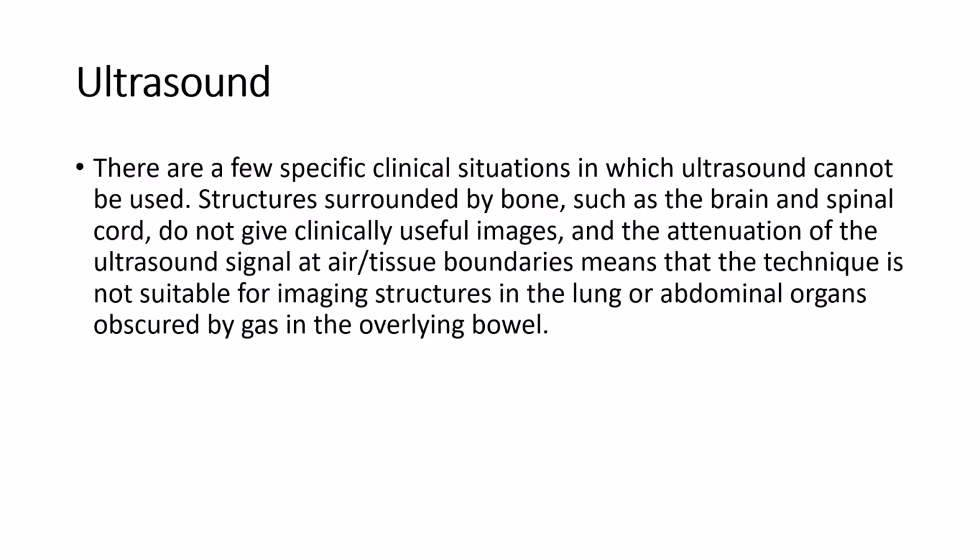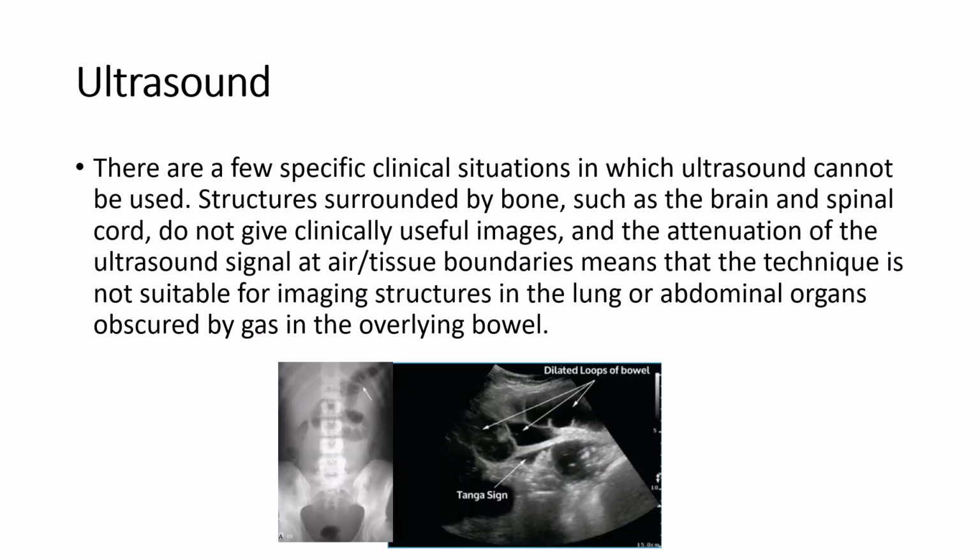There are a few clinical situations in which ultrasound is difficult to use or cannot be used, based upon the structures that you're trying to visualize. Structures surrounded by bone, such as the brain and spinal cord, do not give clinically useful images, and the attenuation of the ultrasound signal at the air-tissue interface means that the technique is not suitable for imaging structures in the lung or abdominal organs, which are obscured by gas in the overlying bowel.